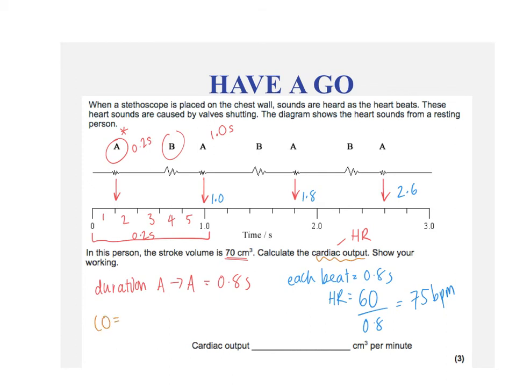So the cardiac output is heart rate times stroke volume. And this is why I underline all of the values in my question, because I know that it tells me that my stroke volume is 70 and my heart rate that I've just figured out is 75. So if you multiply those two values together, it should give you the 5250 that the mark scheme required.